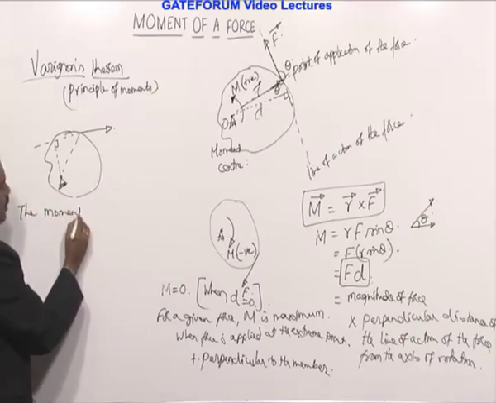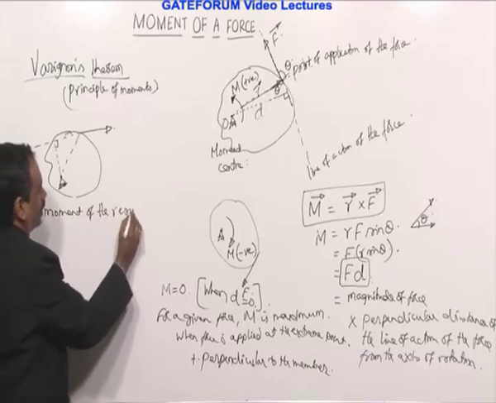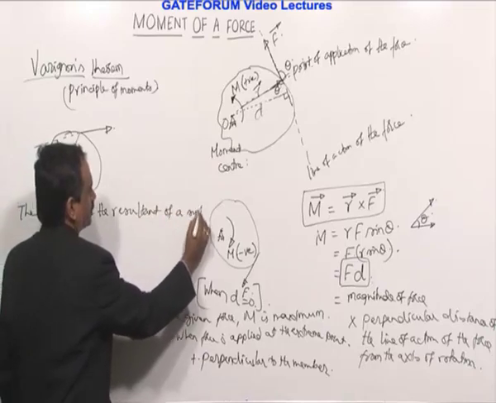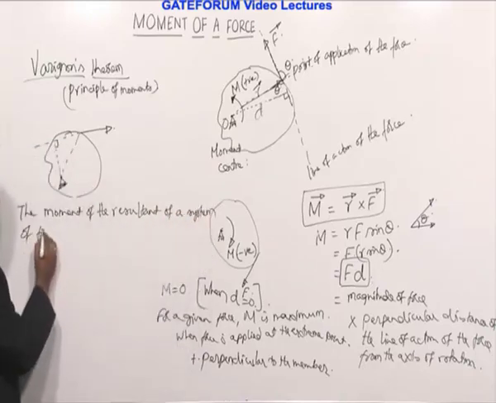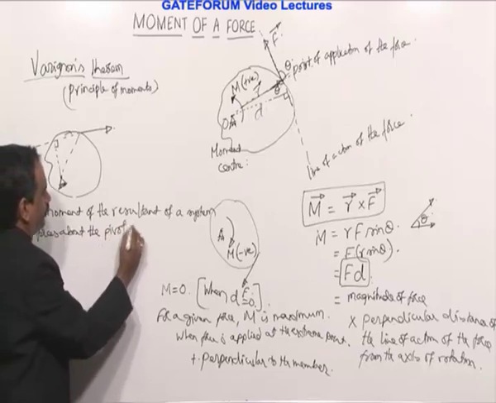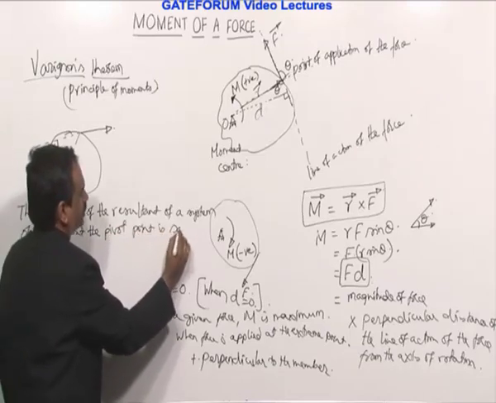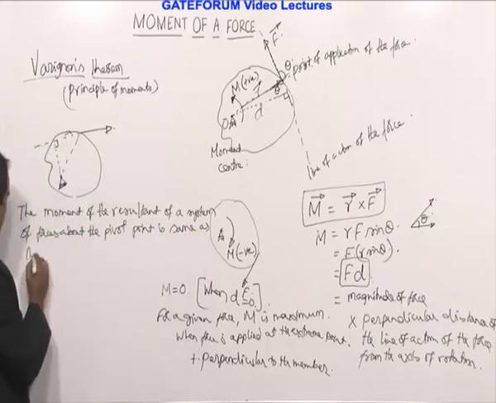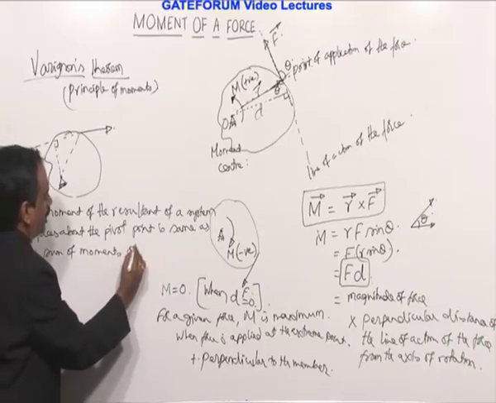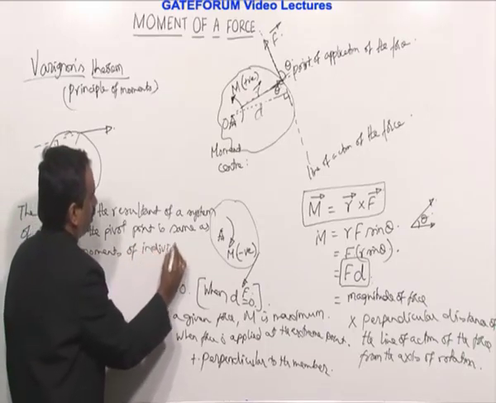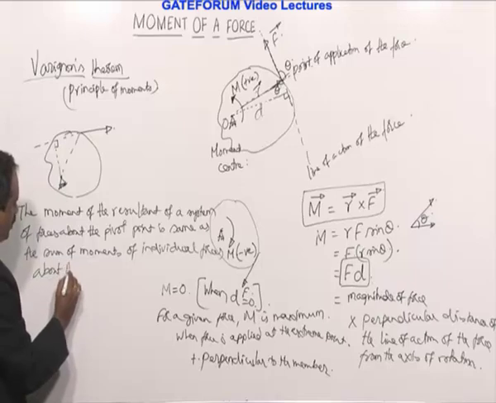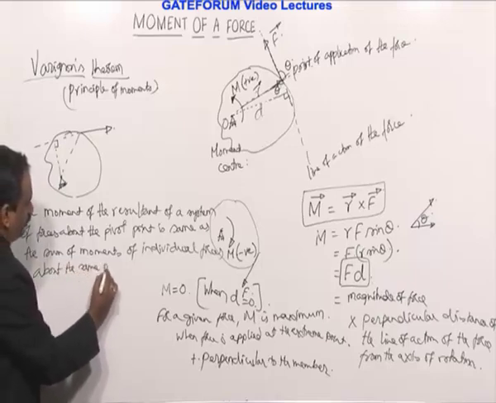The theorem states that the moment of the resultant of a system of forces about the pivot point is the same as the sum of moments of individual forces about the same pivot point.